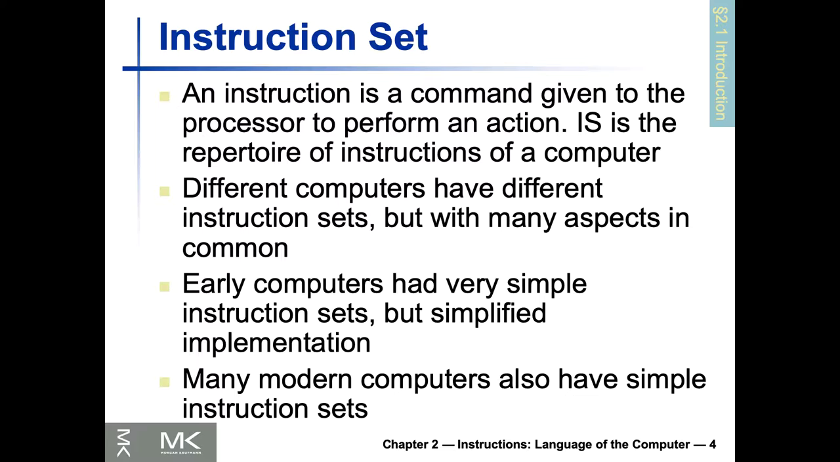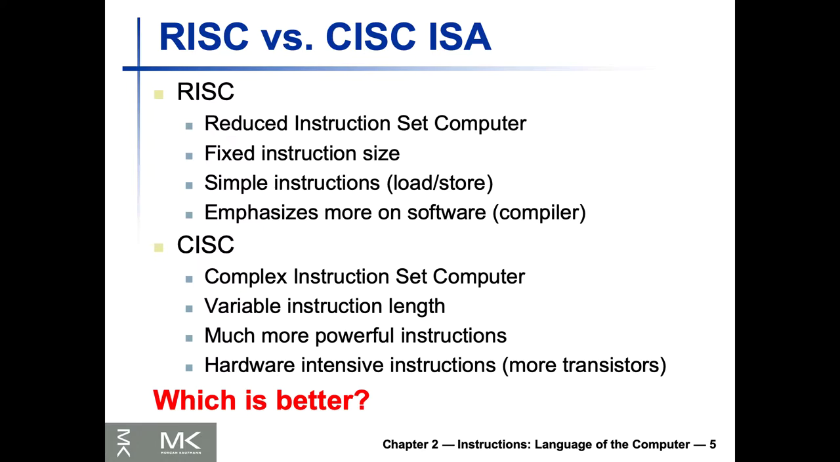And recently, many modern computers started to have simpler instruction sets, although the majority of x86 Intel computers are still using that CISC ISA as well. So I talked about the two types. So RISC, which we are focusing on in this course, and CISC. RISC stands for Reduced Instruction Set Computer, right? And we are learning about the RISC-V ISA.